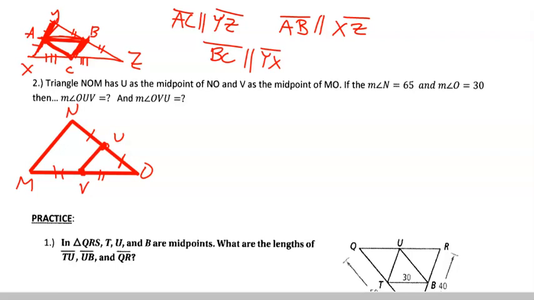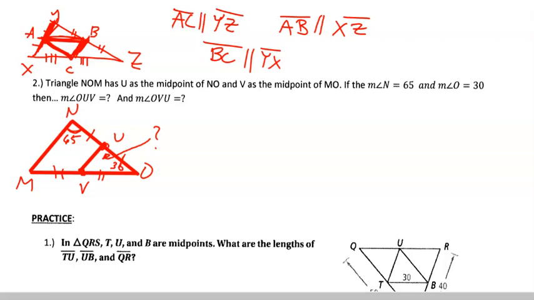If angle N is 65 degrees and angle O is 30 degrees, then what is OUV? It says, what is this? Question mark. So we start thinking, is this going to have to do with the fact that they are parallel or the fact that they are going to be half the length? Well, it's got to be the parallel aspect.